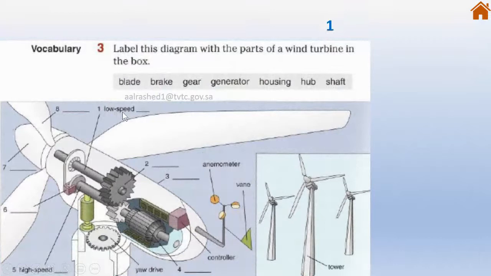Okay, the first one, shaft. So low speed, this is the shaft. As you can see, it is metal, a long metal. This is the shaft. For number 2, this is called gear. So this is gear. So in this device, we have 2 main gears. For 3, so this is the housing. It's like a body that contains the internal part of the turbine.